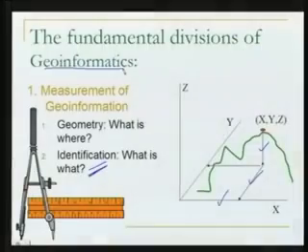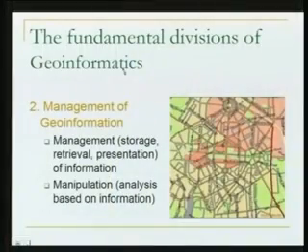Well, the second aspect of geoinformatics, because I was saying that geoinformatics has got two fundamental divisions. One is the measurement of geoinformation. The second one is about, well, take it like this. We have measured the geoinformation. We know the x, y, z coordinates of a particular feature. We also know what the feature is. But what to do of this information? So the second aspect of geoinformatics is management of geoinformation.